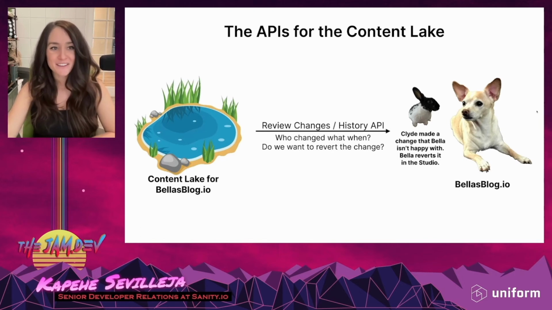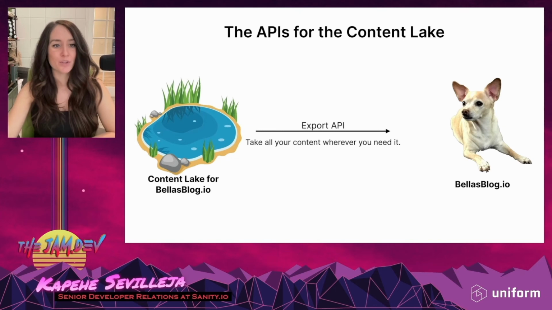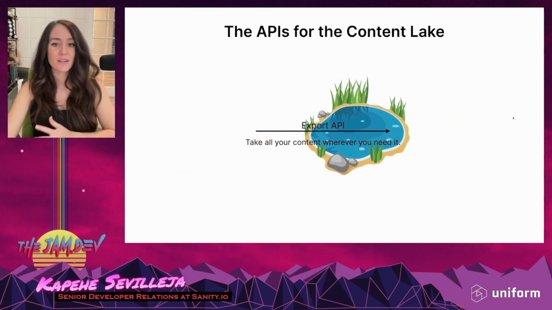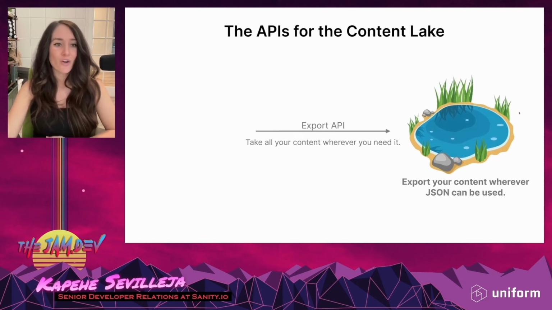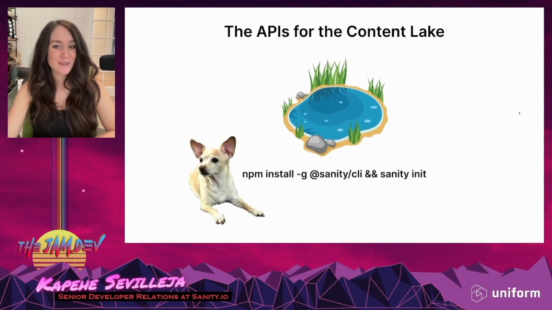And then finally, there's the Export API, where you take your content wherever you need it, like I said earlier. We've been talking about the communication between the content lake and Bella's blog, or the studio and the content lake, but really you can take all of your content wherever you need it. Anywhere that JSON can be used, you can export it using the Export API and use it across all those different things.